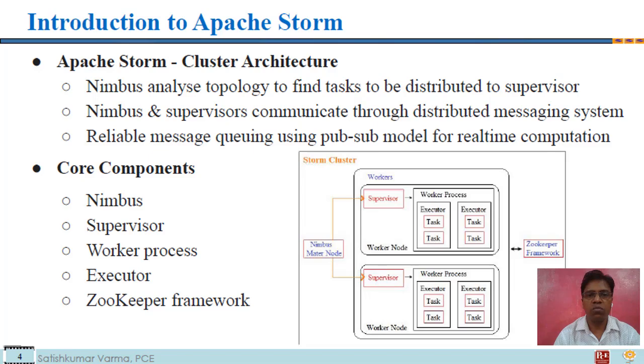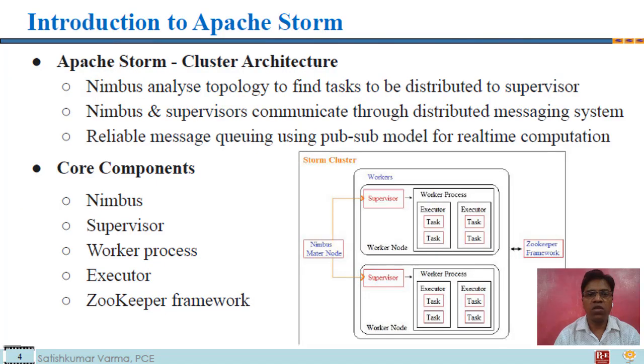Let us understand the cluster-based Storm architecture. A cluster has two types of nodes. Nimbus is the master node and supervisors are the worker nodes. The Storm topology is analyzed by Nimbus to gather the list of tasks to be distributed by all supervisors to one or more worker processes, which will spawn as many executors as needed to run the task.